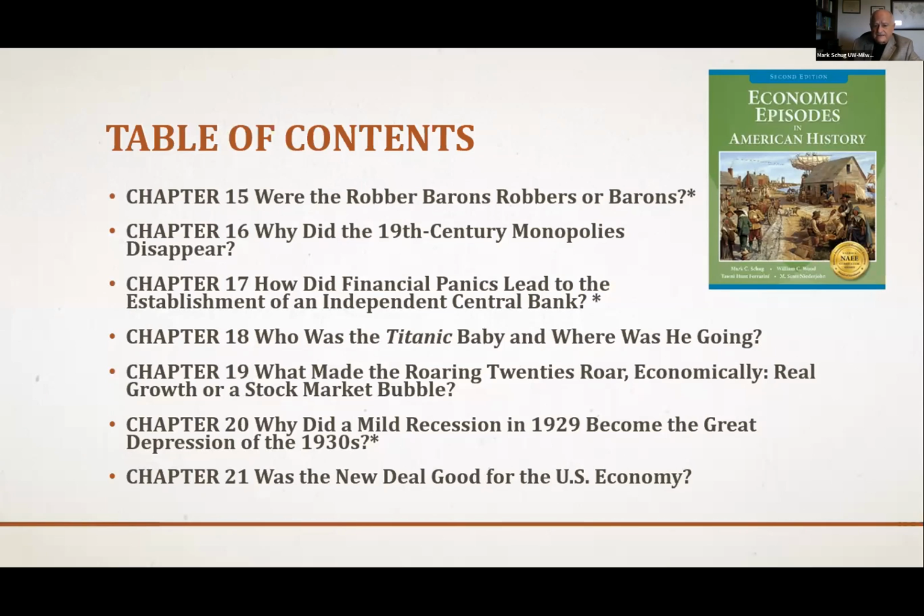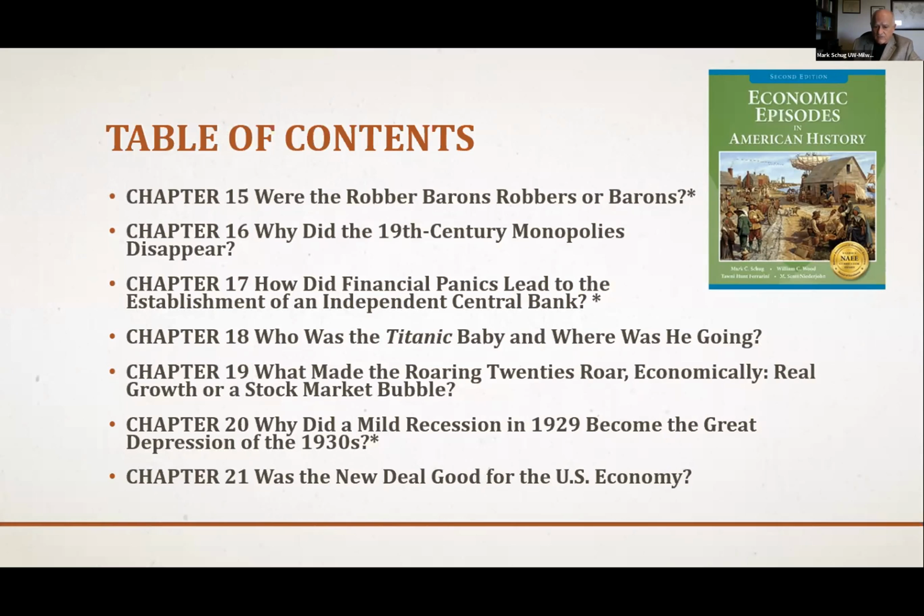Why did financial panics lead to the establishment of the central bank? Bill talked about that earlier, and we talked about how important the Fed has become. Who was the Titanic baby? This is an immigration chapter. The Titanic baby is a baby that survived the sinking and becomes a very successful entrepreneur. So this is the chapter on immigration.